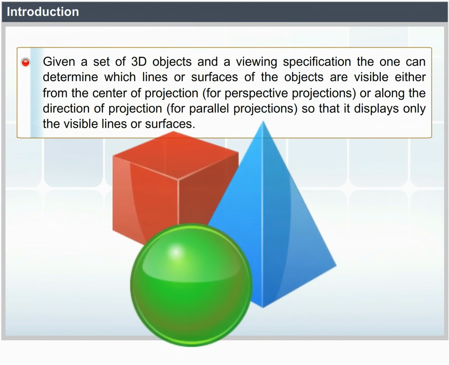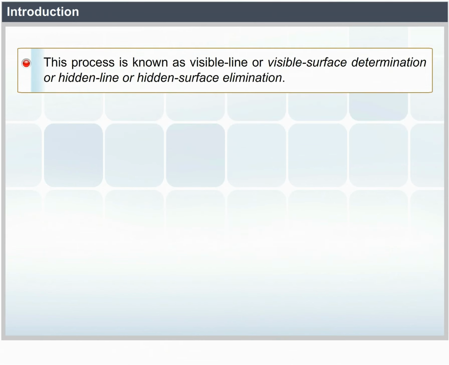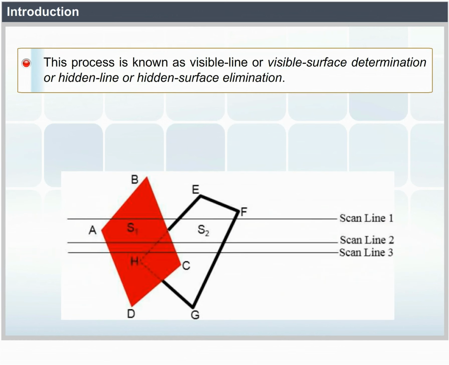Introduction. Given a set of 3D objects and a viewing specification, we wish to determine which lines or surfaces of the objects are visible, either from the center of projection for perspective projections or along the direction of projection for parallel projections, so that we can display only the visible lines or surfaces. This process is known as visible line or visible surface determination, or hidden line or hidden surface elimination.